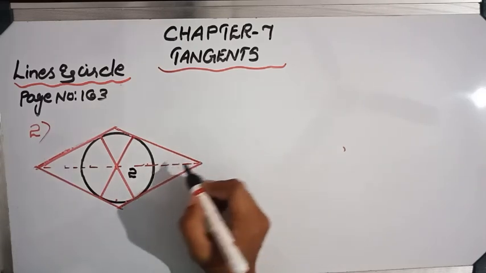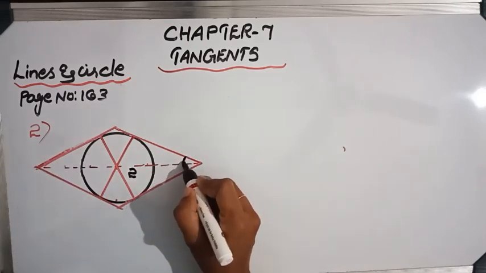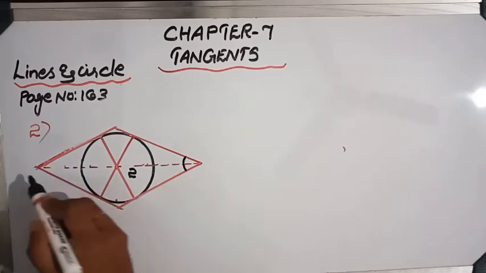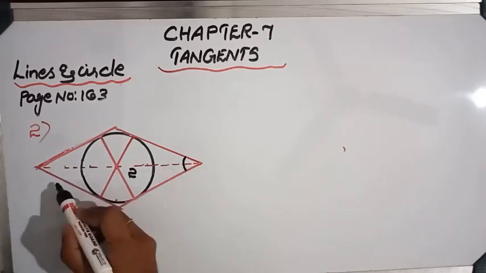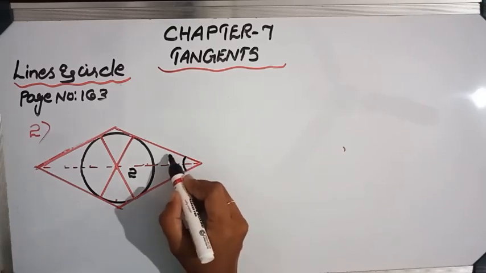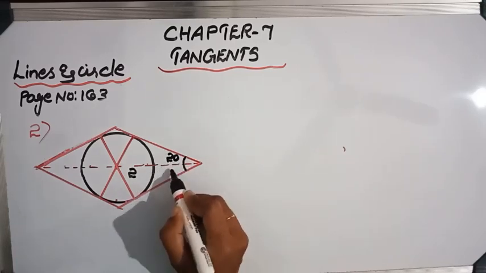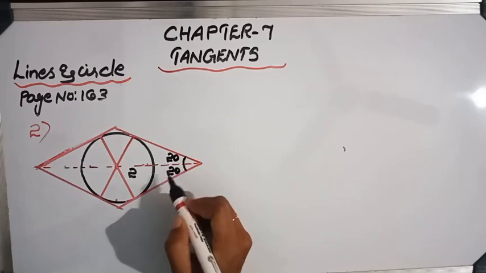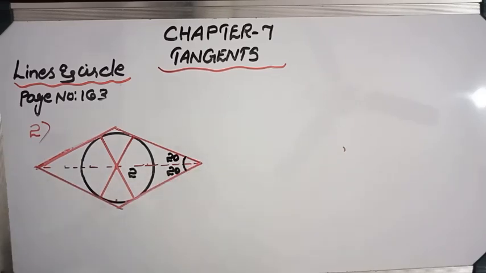Next is given 40 degree. This angle, the complete angle, is 40 degree. Now if we draw a straight line, that means a diameter, a perpendicular diameter, we can write 20 degree each. Total 40 means 20, 20 will be. This figure we need to draw.